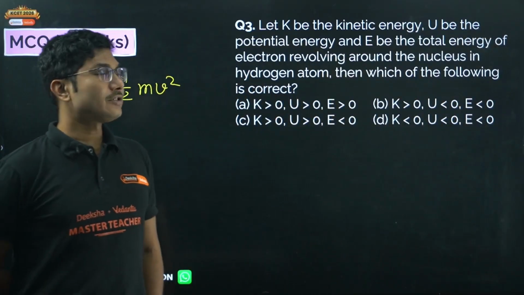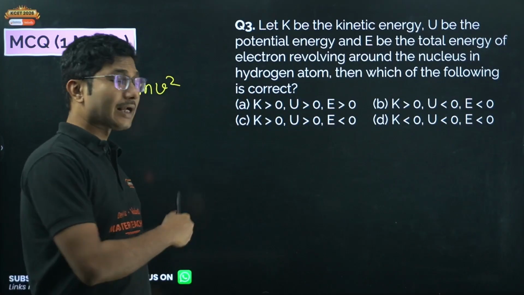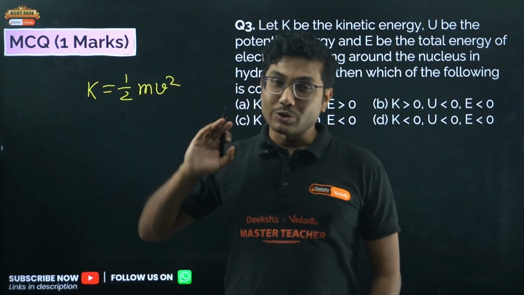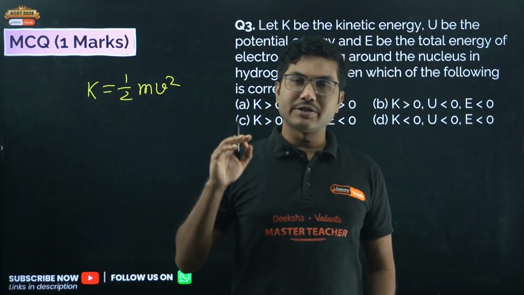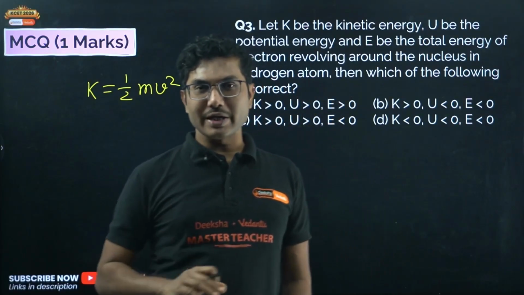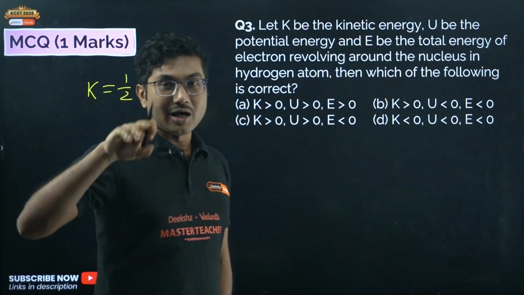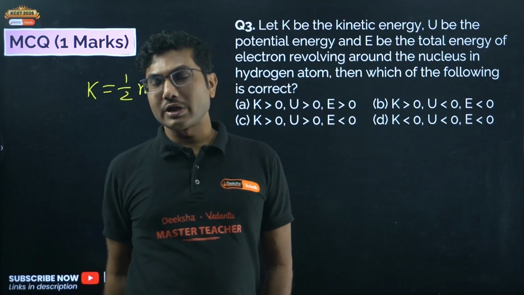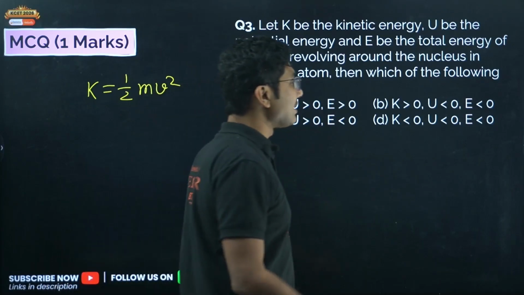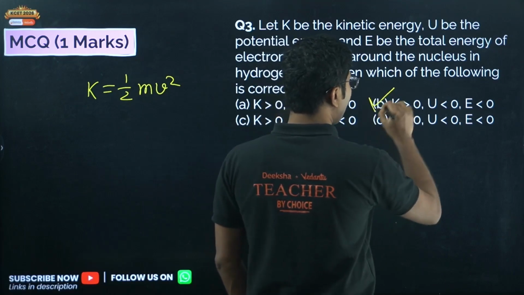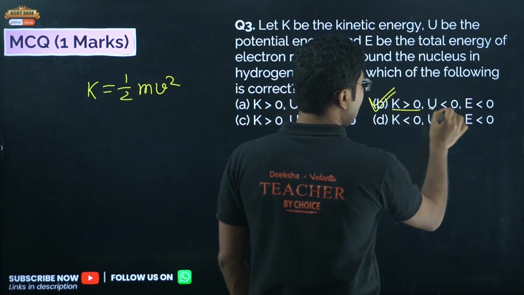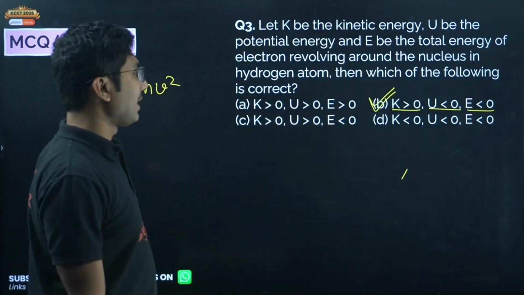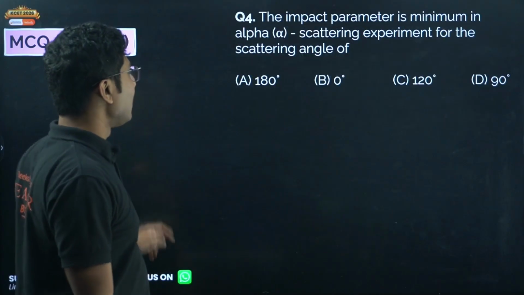In case of atomic physics, kinetic energy will still be positive. Total energy is negative, and potential energy will also be negative. That's why the electron is orbiting around the nucleus. So potential energy and total energy are negative, whereas kinetic energy will be positive. If you read the options, kinetic energy positive, potential energy negative, total energy also negative. So option B is correct.